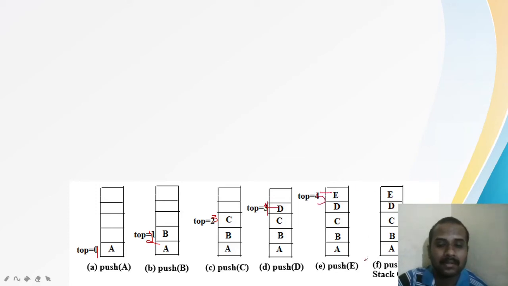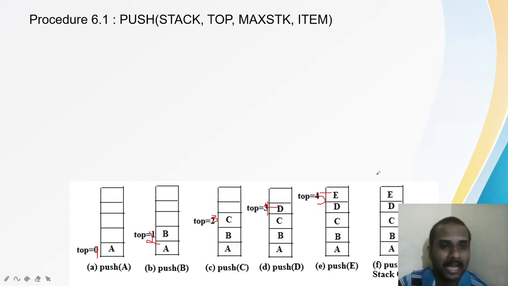Okay. So here 1, 2, 3, 4, 5. Now, before you try to insert anything into the stack, first what we have to do is write the procedure or algorithm, right? Algorithm number. Since this is your 6th chapter and the first procedure there, I'm writing it as procedure 6.1.